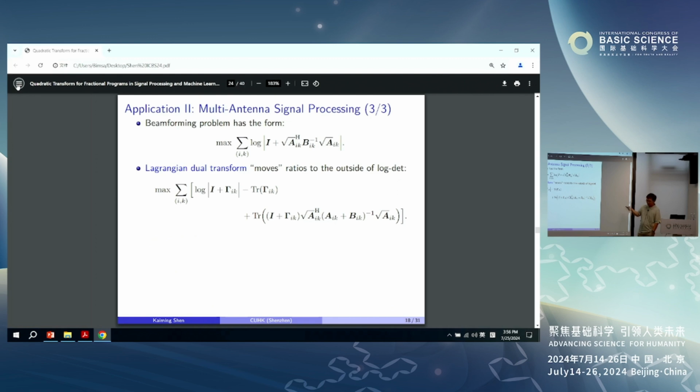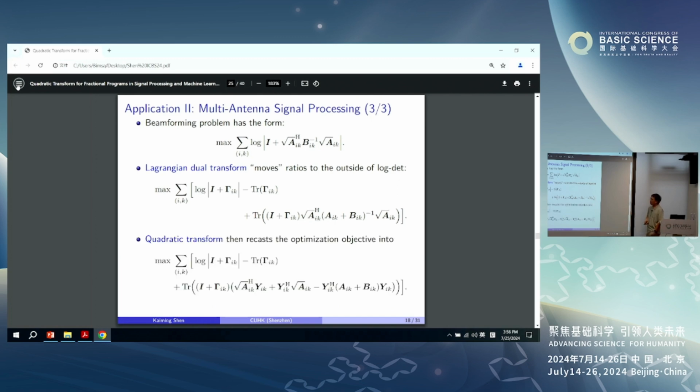But v only appears in the last term of the new objective function. The last term takes a sum of ratios form. Therefore, we can readily apply the quadratic transform to the last term of the new objective function. So after the Lagrangian dual transform, we further apply the quadratic transform to decouple each ratio in the last term. And then we end up with this further reformulation.